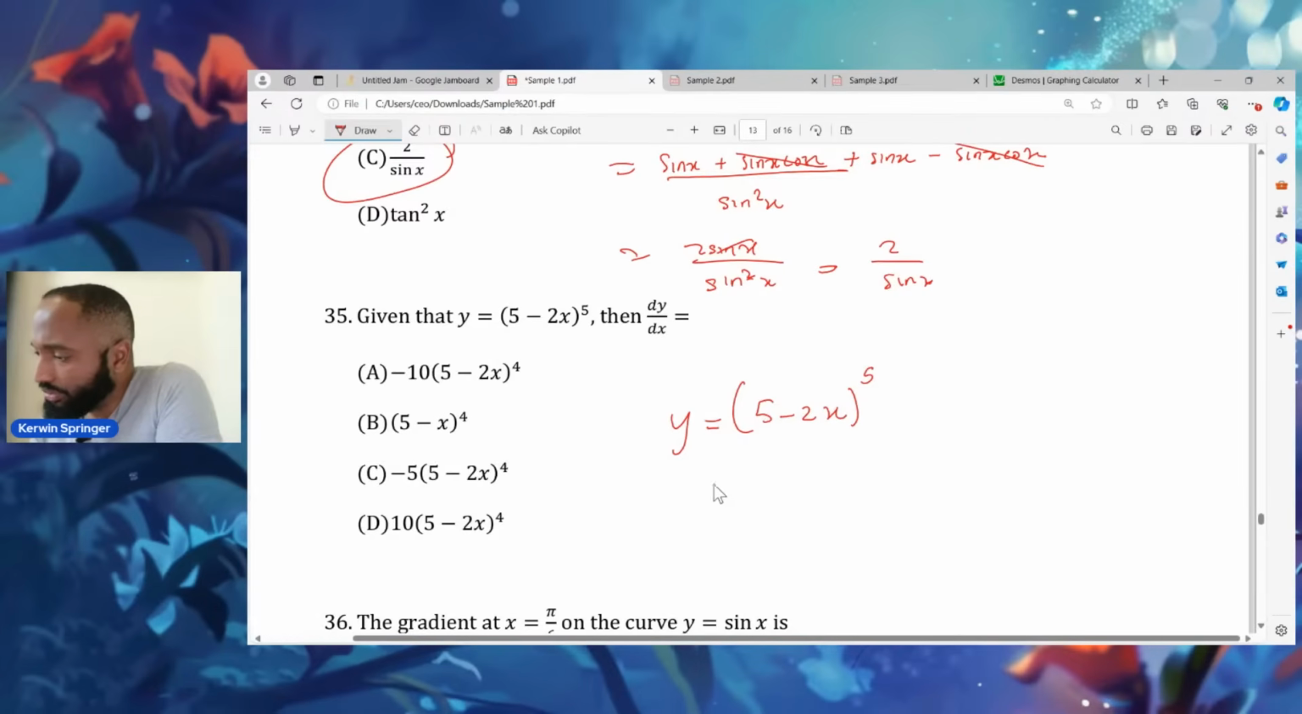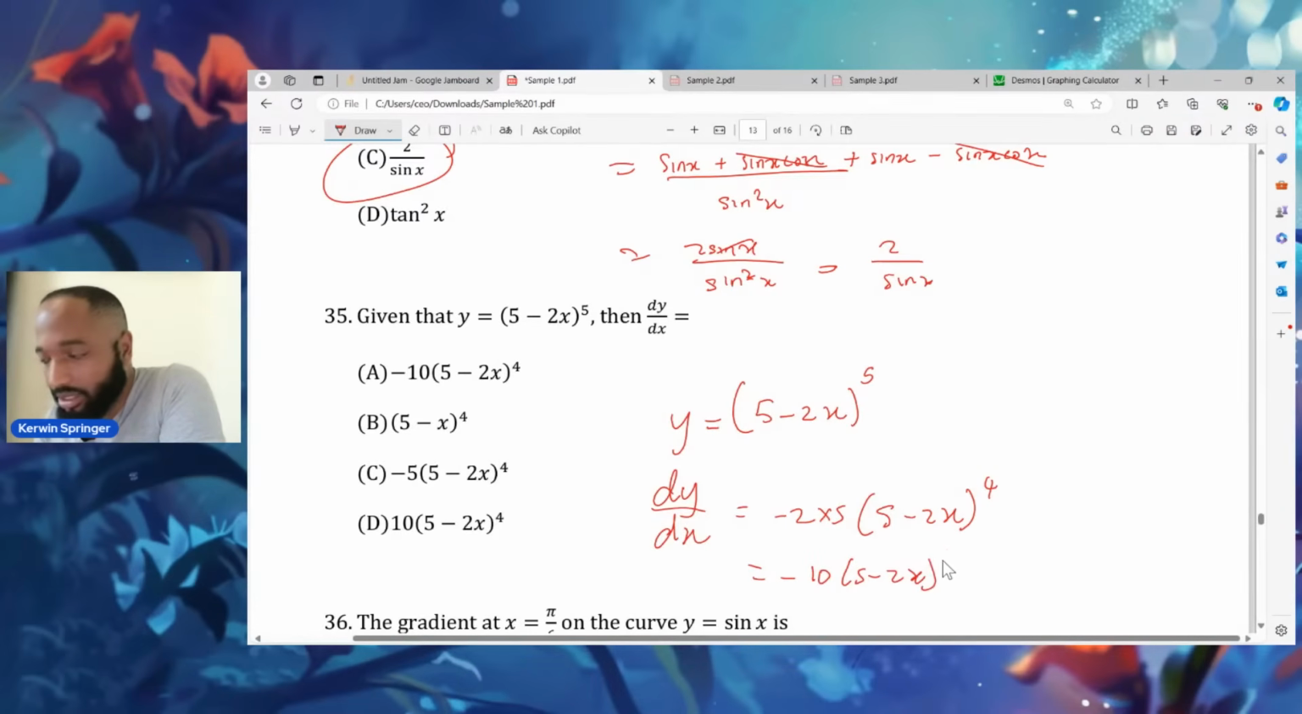Anyhow, to differentiate this, you'll have to bring the power down by 1, multiply by the differential of the brackets. So differentiate inside the brackets. If I differentiate inside the brackets, I get -2, right? And then also multiply by the original power here. So you'll get -10 by 5 minus 2x to the power 4. So the answer is A.